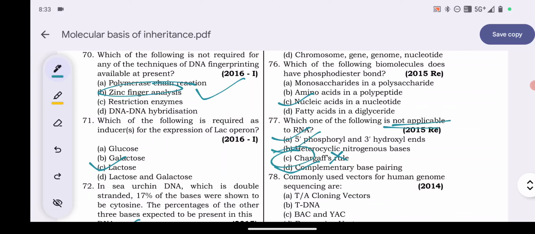Okay, Erwin Chargaff made the observation on the basis of DNA content, known as Chargaff's rule, A plus G equal to T plus C, but this rule is not applicable in the case of RNA, as it exists mostly as a single strand and has uracil base pair instead of thymine. So C option is the answer.